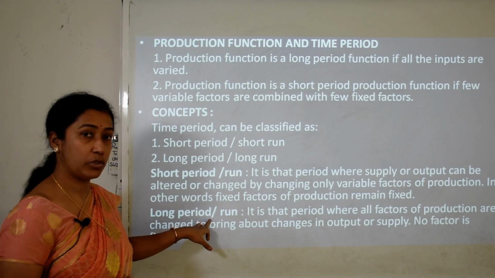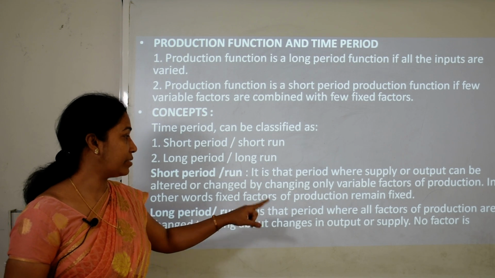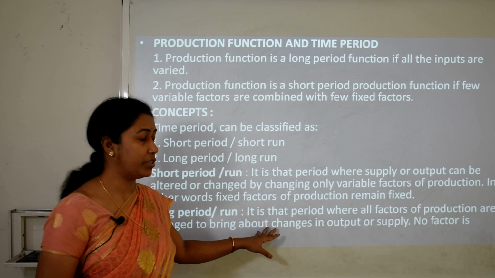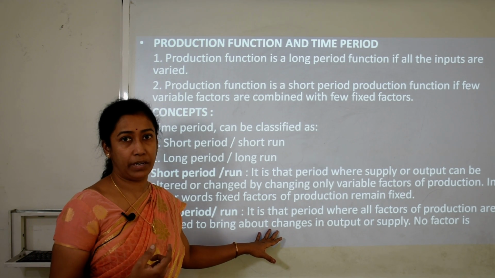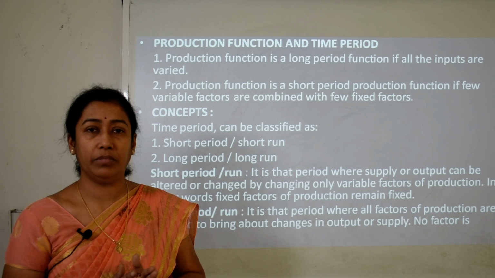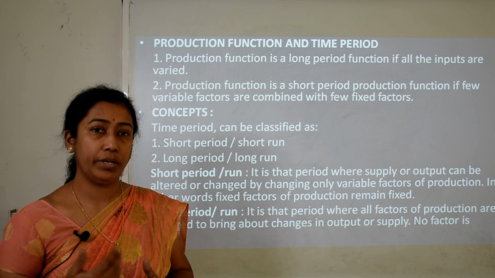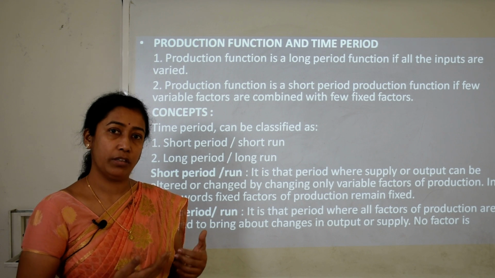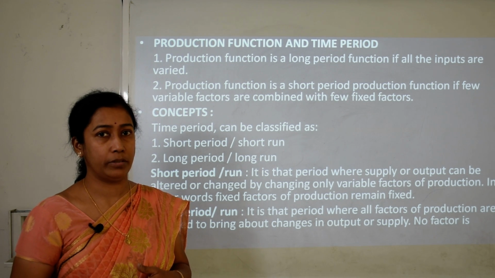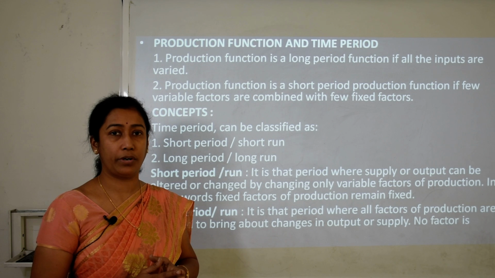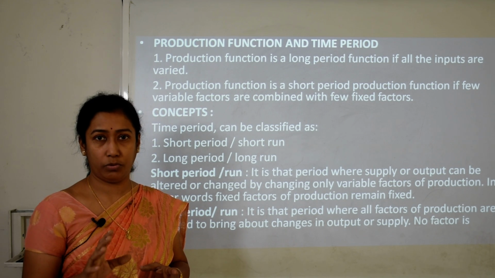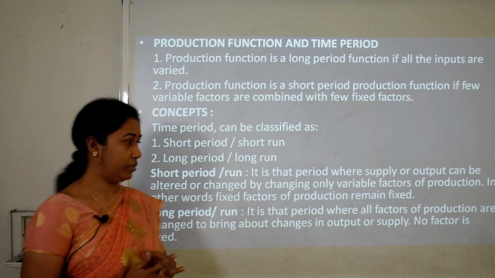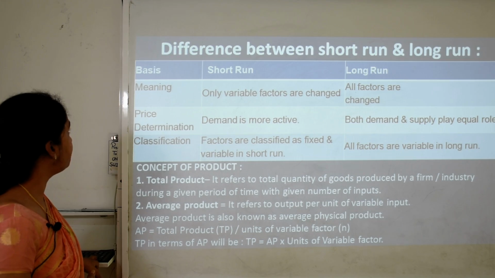Whereas when we talk about long run or long period, it is that period where all factors of production are changed to bring about changes in the output or supply. That means whenever the firm decides to increase the output, in the long run they can change the fixed factor as well as the variable factor. But in the short run, only variable factors can change, whereas the fixed factor cannot change, it remains the same.